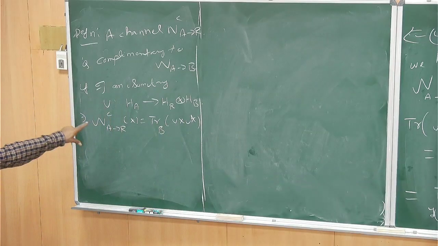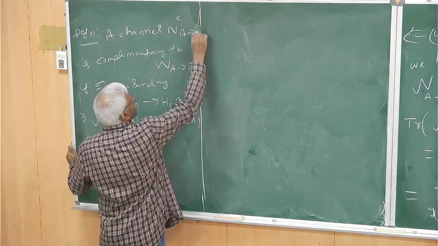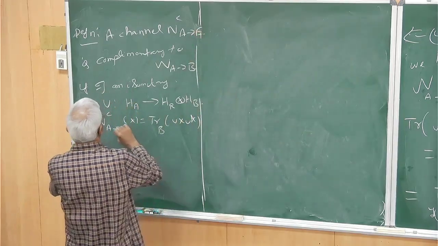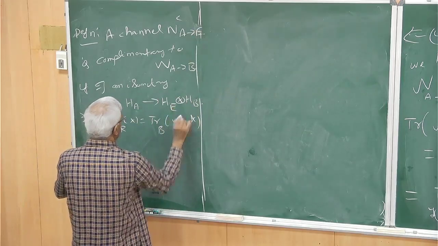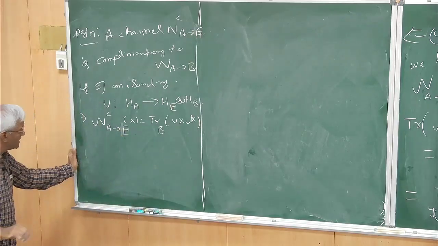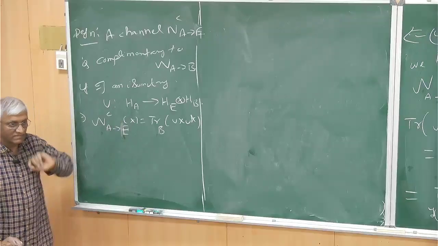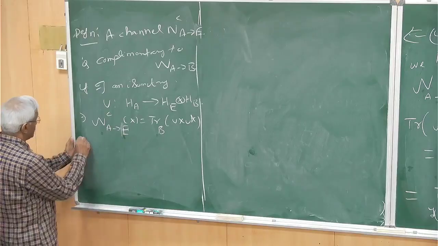Here I am not saying that this can be an isometry on any Hilbert space R. Maybe we can change to E if you want, because we used R for that particular one. So let us change to E. A is for Alice, B for Bob, E is for Eve. Whatever. So it's E. E is better.